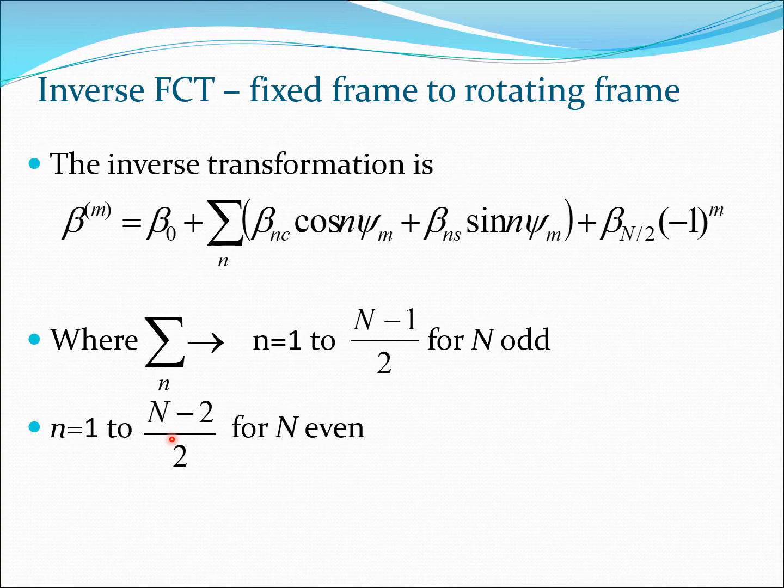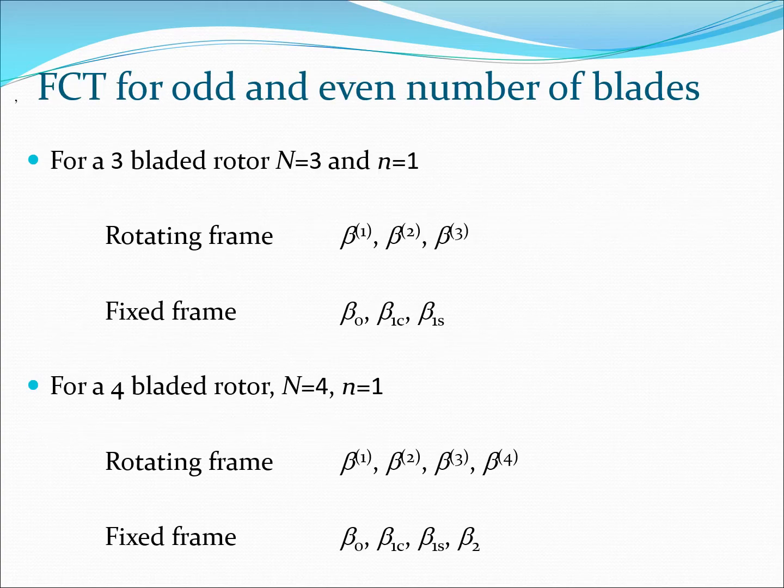Small n is 1 to N minus 2 by 2. So for example, if I had 4 blades here, I would get 4 minus 2 by 2, which is 1. So again, n would simply be 1. So these are the simple cases in this particular problem. Now to give you some concrete numbers, let's say if we have a 3-bladed rotor, we have capital N is 3, small n is 1.